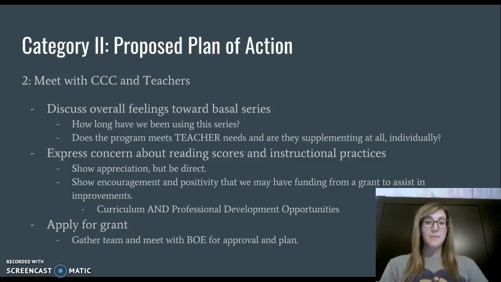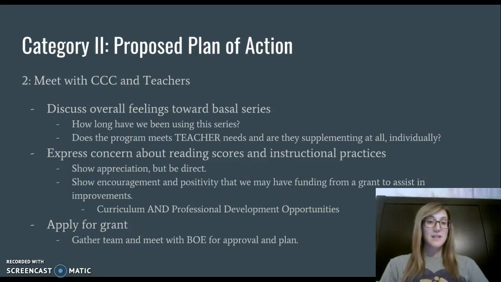So I would voice my appreciation to them, but I would also want to be direct about the problem that we're facing. But hopefully show some encouragement and positivity that we could possibly have some funding from this grant to assist in the improvements that we decide that we need to make. And regardless of the grant, I would want to encourage the teachers that there will be opportunity for curriculum and professional development at future in-services and staff meetings. So we're not just relying on the grant, we're using this process to better ourselves professionally.